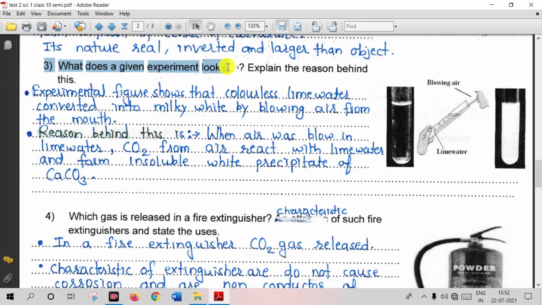Question number 3. What does the given experiment show? Explain the reason behind this. Look at the experiment, then answer. Experimental figures show that colorless lime water converted into milky white by blowing air from the mouth. And the reason behind this is, when air was blown in lime water, CO2 from air reacts with the lime water and forms insoluble white precipitate of CaCO3.